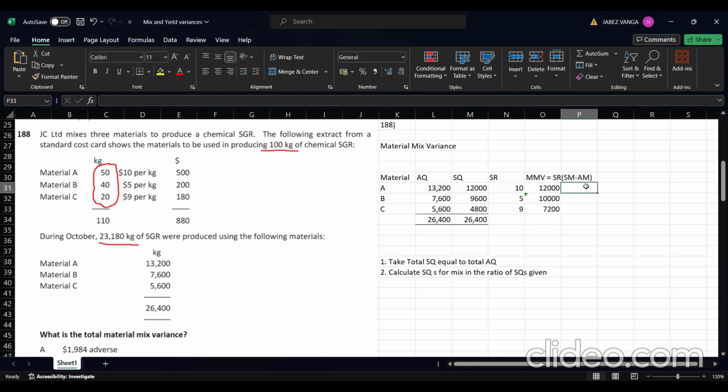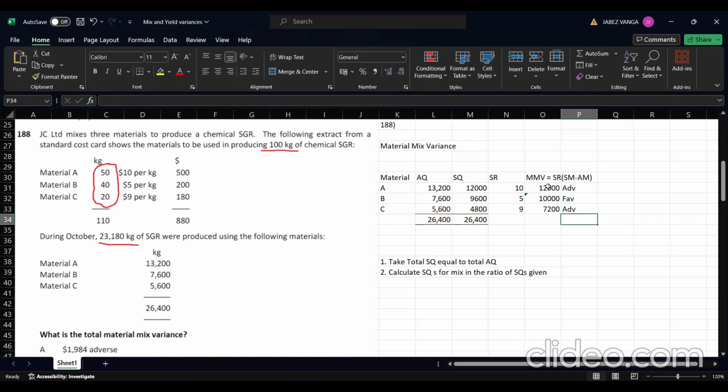Now we need to mention whether it is adverse or favorable. What's the rule? When the actual is greater than the standard, it results in an adverse variance. If here the actual quantity is 13,200 and standard quantity is 12,000, it is greater than the standard quantity, therefore it results in an adverse variance. So we are writing it here as adverse. Now for material B, actual quantity is 7,600, standard quantity is 9,600. So actual consumption of material is less than the standard quantity, so it is a favorable variance. And the last one is an adverse variance.